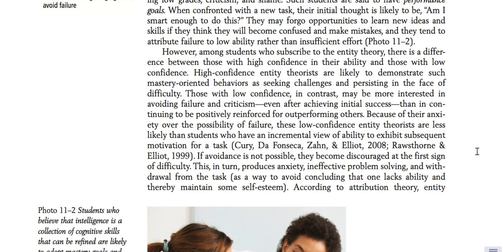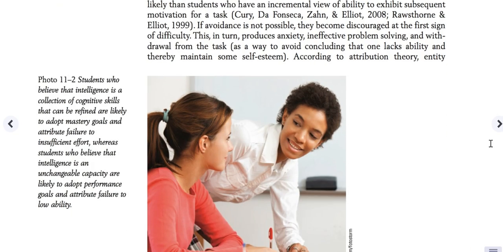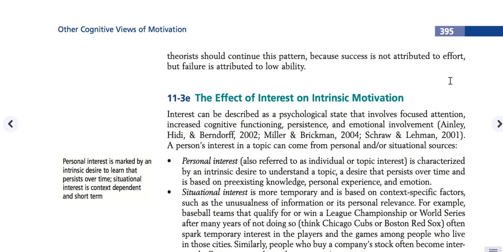Because of their anxiety over the possibility of failure, these low-confidence entity theorists are less likely than students who have an incremental view of ability to exhibit subsequent motivation for a task. If avoidance is not possible, they become discouraged at the first sign of difficulty. This, in turn, produces anxiety, ineffective problem solving, and withdrawal from the task as a way to avoid concluding that one lacks ability and thereby maintain some self-esteem. According to attribution theory, entity theorists should continue this pattern because success is not attributed to effort, but failure is attributed to low ability.